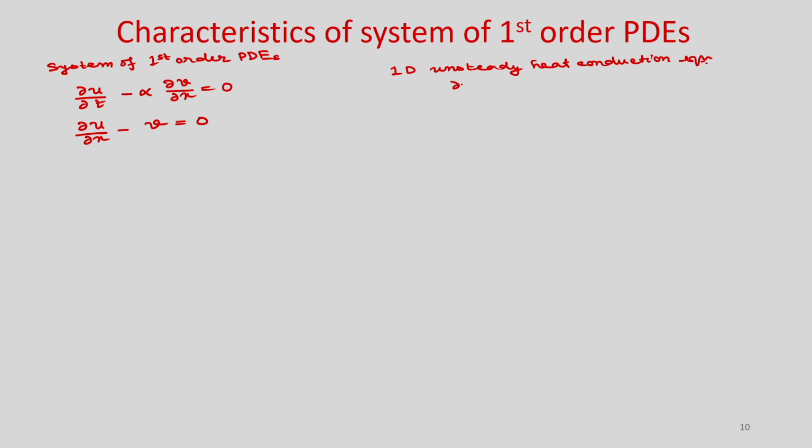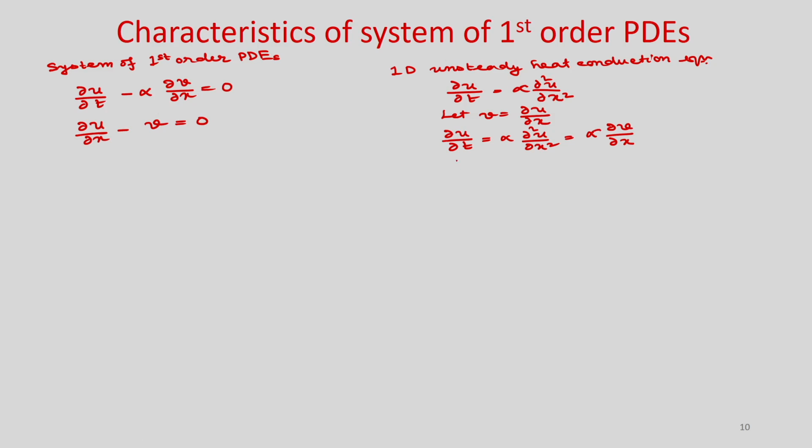So, it is ∂u/∂t = α ∂²u/∂x². Okay. So, now α is the thermal diffusivity. Now let v = ∂u/∂x. If v is ∂u/∂x, then you can see ∂u/∂t is α ∂²u/∂x², so you can write α ∂v/∂x.